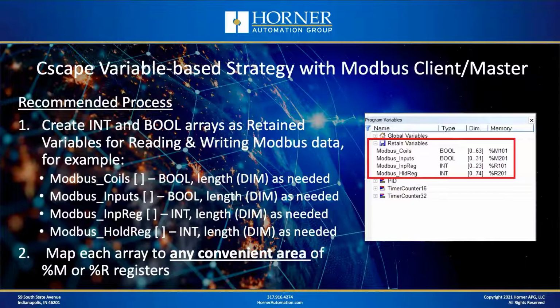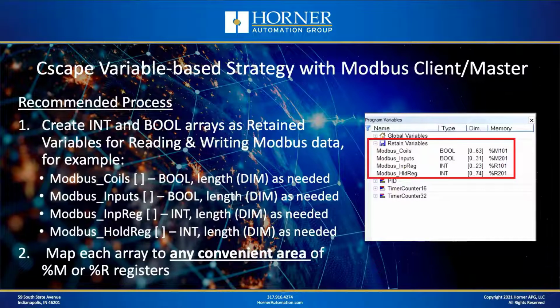And then what you would do is map each of those 4 arrays, if you had all 4. If you only have one, then you'd only need to map 1. But you'd map each array to a convenient area of M's or R's. When I say convenient, what do I mean? Well, in variable-based ladder, for the most part, you don't have to pick your memory locations for anything. Really just real-world I/O, the digital inputs and digital outputs that are wired to specific spots on the terminal strip. But with Modbus, therefore, you're going to need to map it to an R or an M, so you might as well pick something convenient.